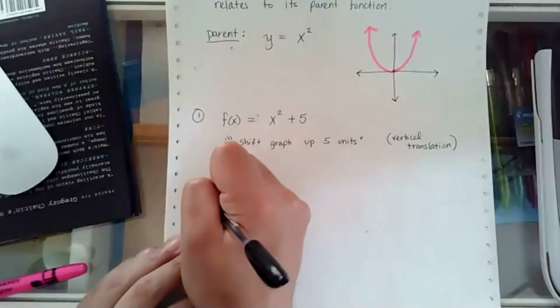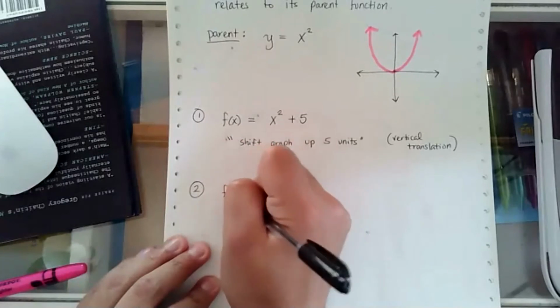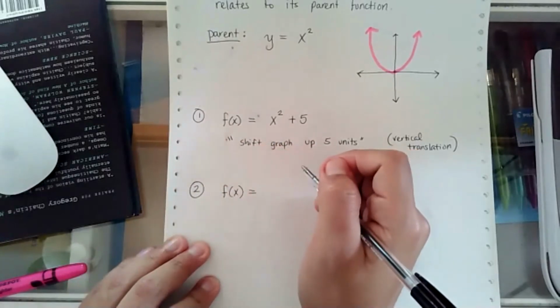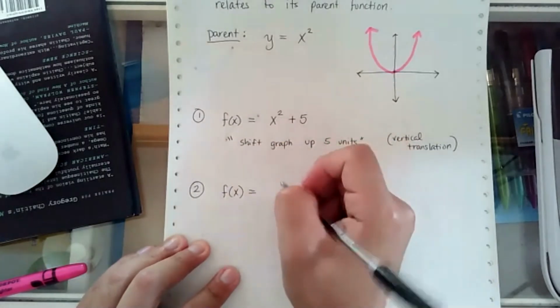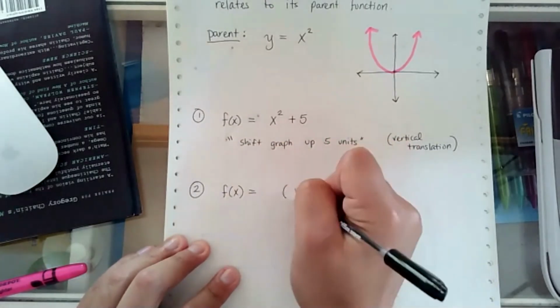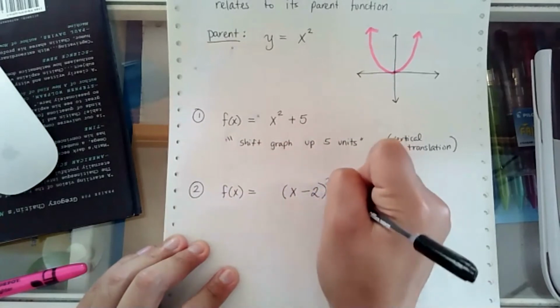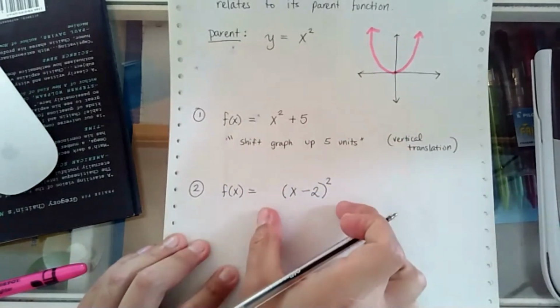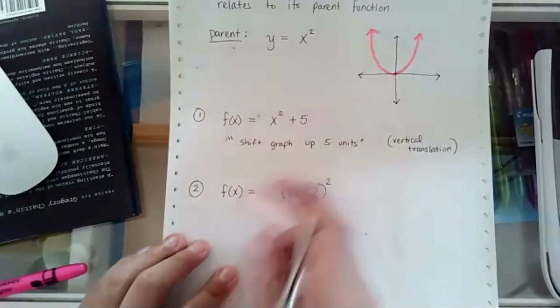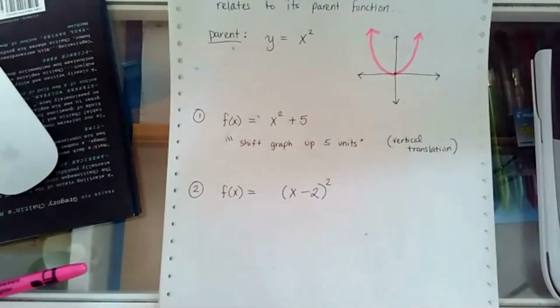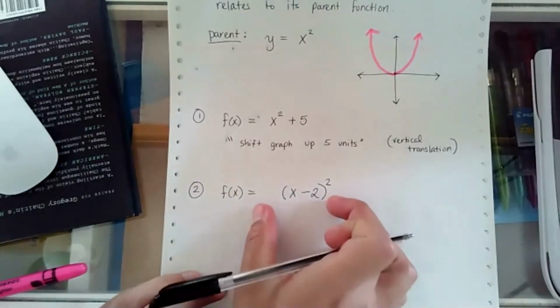Okay, let's do another one. If I have the function here, and I say that if I have x minus 2 squared, it's still a quadratic function. It's related to its parent. In fact, all of these are children of the parent function, right? So they'll look similar to their parent, but a little bit different.